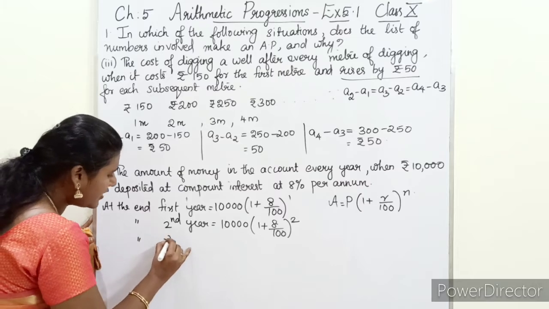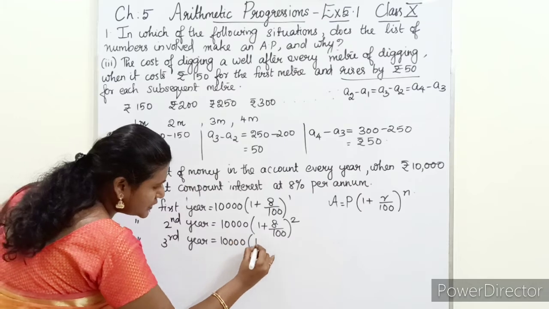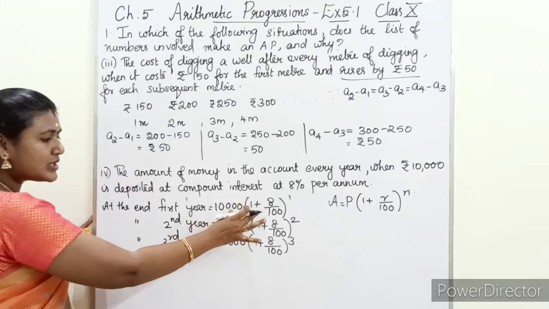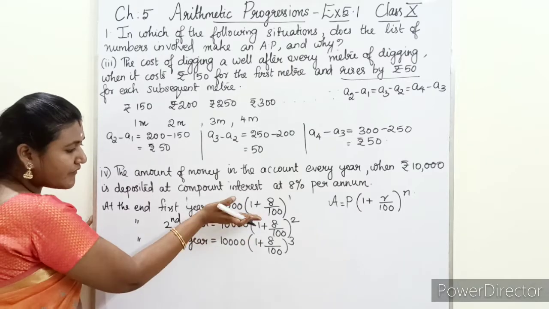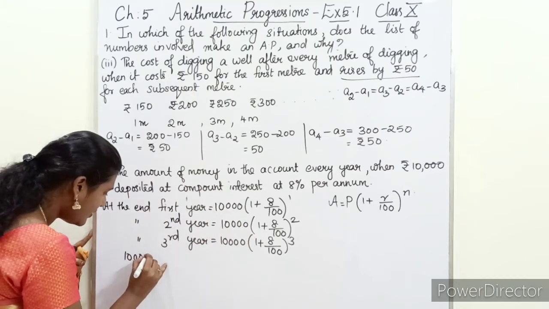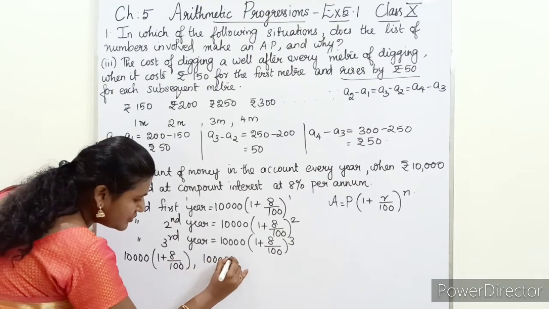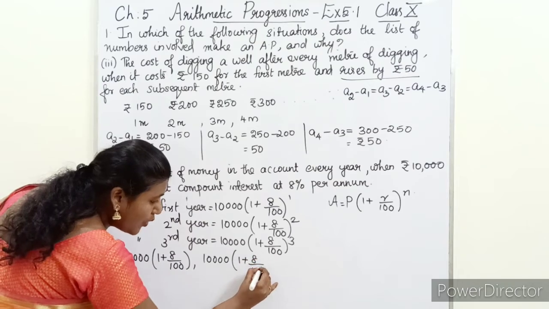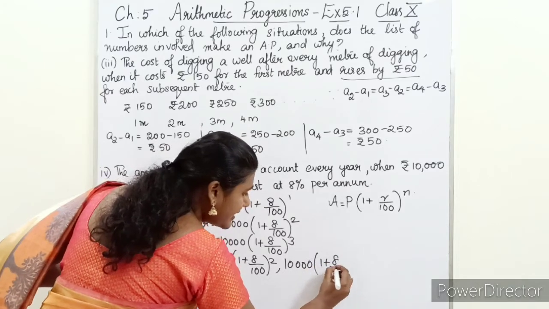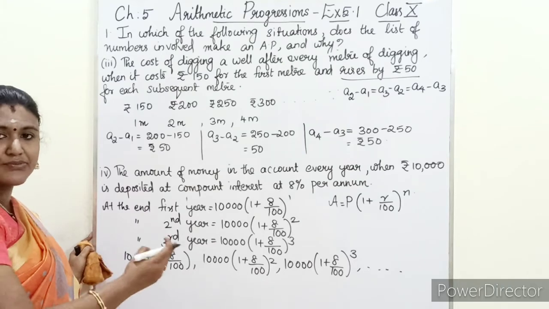So at the end of the third year, 10,000 into 1 plus 8 by 100 the whole power 3. So it will go like this. So these are the amounts. So you have to check whether these amounts form an AP or not. So 10,000 into 1 plus 8 by 100, comma, 10,000 into 1 plus 8 by 100 the whole square, comma, 10,000 into 1 plus 8 by 100 the whole power 3, etc. So we have to check whether these numbers form an AP or not.